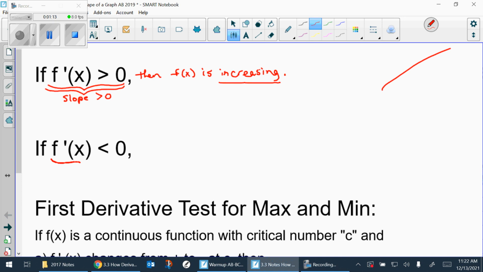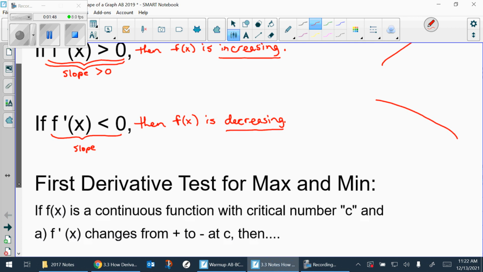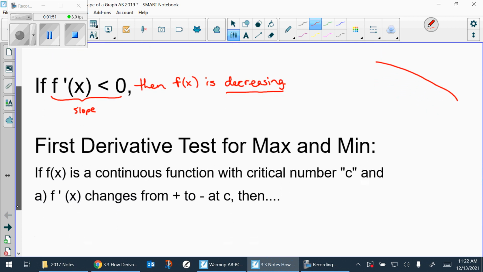What if the derivative, what if the slope was less than 0? Well, if you draw that in the air, we need a slope less than 0. It's going to go like that. And that is going to lead us to another vocabulary term here. That means that the function, f of x, is decreasing. So if we find a derivative, and we make a sign chart for it, we're going to be able to figure out when the function is increasing and when the function is decreasing, without actually having a graph on our calculator.